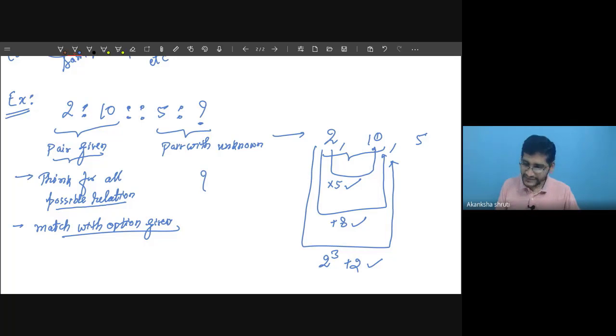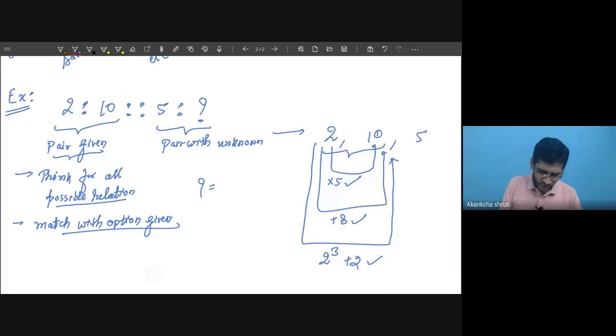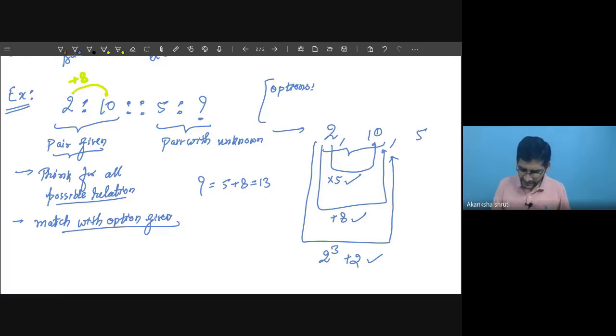Example, here what can be calculated? What are the possibilities for this unknown? If I want to know that, then one may say, okay, this 2 when added with 8 gives this 10. So we can apply the rule: simply 5 plus 8 is equal to 13. But whether 13 is given in the options or not, that you have to verify. So the option may be given in this case. So knowing the option is very important. What are the other possibilities?